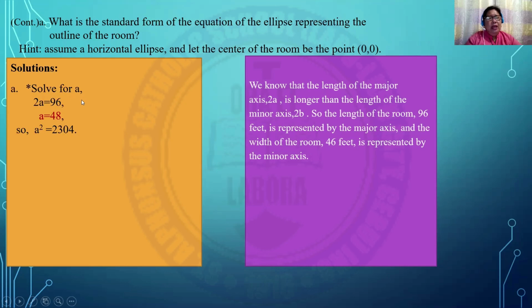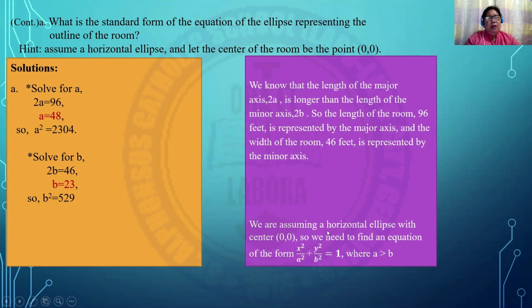To solve for a, we have 2a is equal to 96. Divide both sides by 2, so a is equal to 48, and a squared is equal to 2,304. To solve for b, 2b is equal to 46. Dividing each member of the equation by 2, we have b is equal to 23. So b squared is equal to 529.